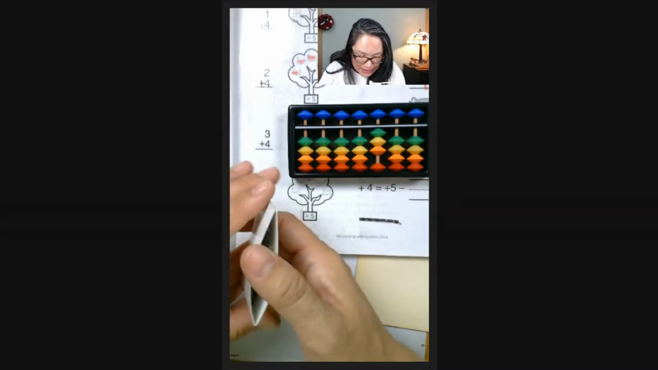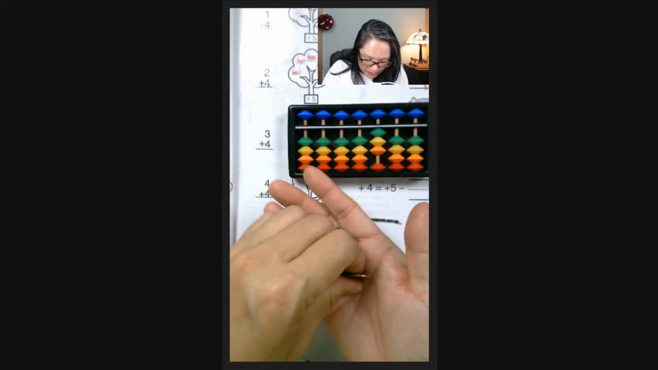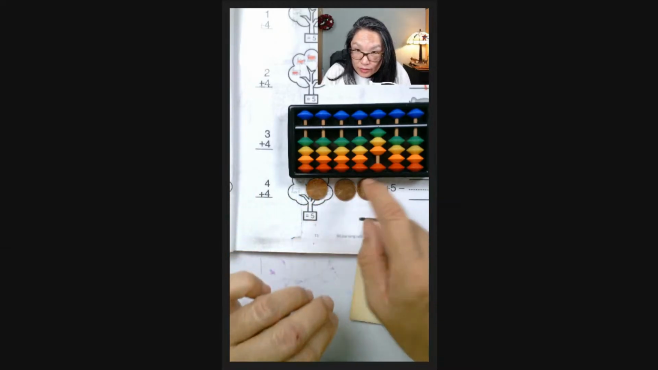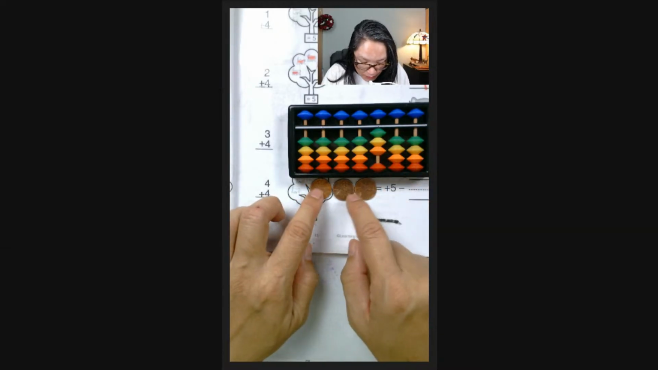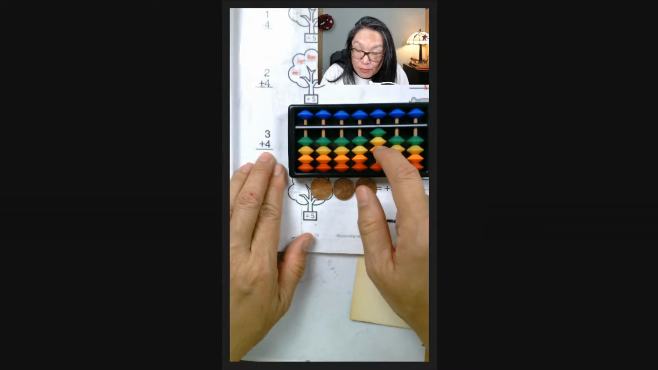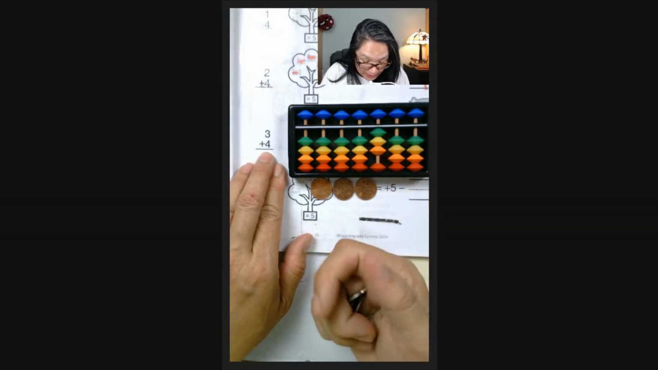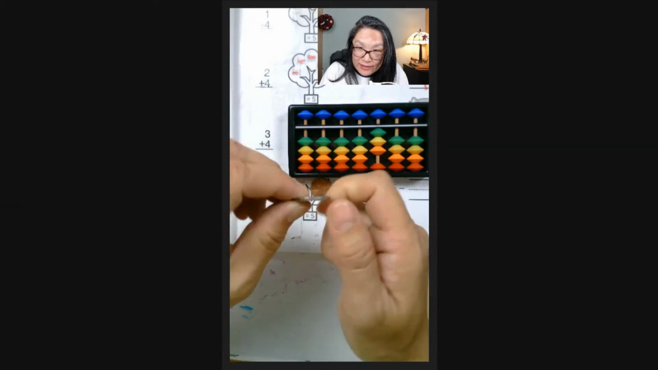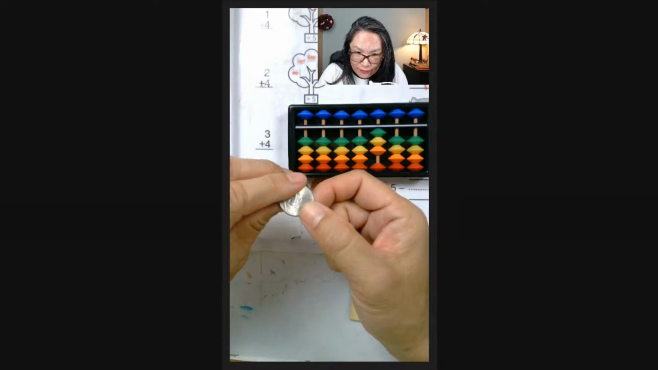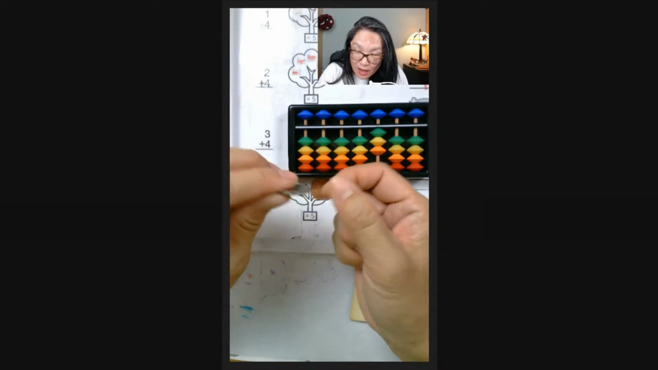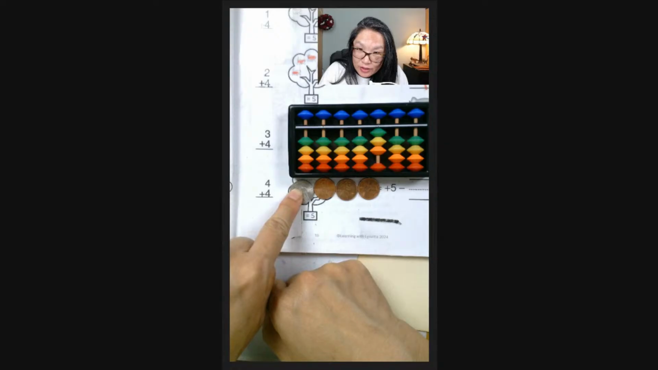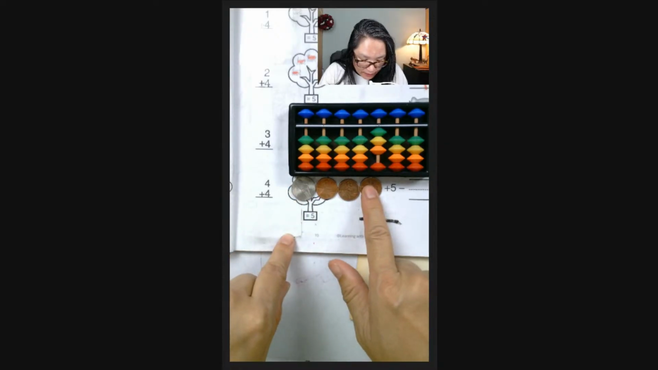Now let me do it differently. Let me put some money out. Here are some pennies, some ones. 1, 2, 3. So the 3 pennies are the same thing as these beads on the abacus. And then I have to add 4. If I add 4, I have enough, but I only have a 5 cent coin. That makes enough, right? So what happens? I'm going to give you my 5 cents, but then I need change. So I need an exchange.